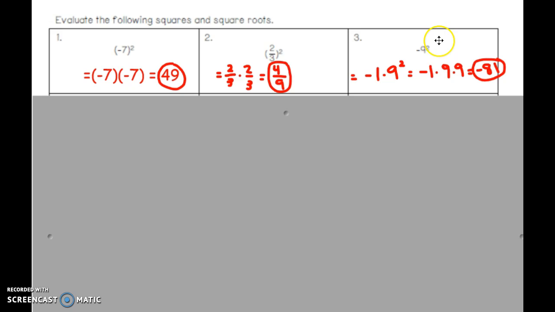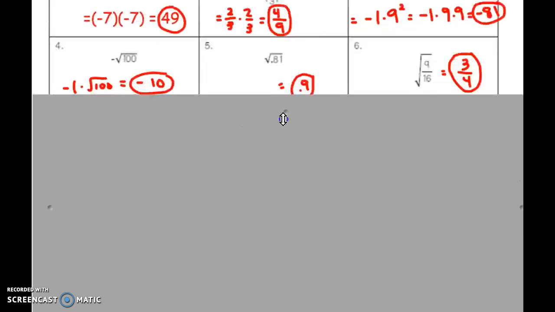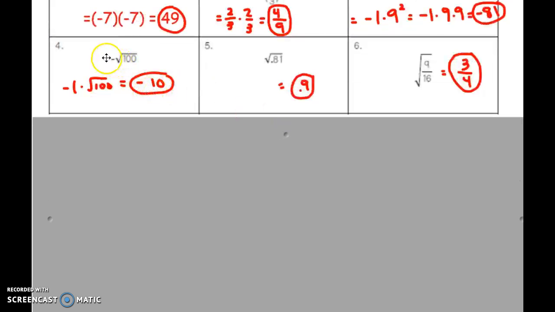And then this is an example where that negative is really separate from the number that you're squaring. We're really squaring the 9. 9 squared is 81. 81 times this -1 is where the negative comes from. Now for this one, we have a negative sign outside the square root, so that really means we have -1 times the square root of 100. If you take the square root of 100, you get 10, so 10 times -1 is -10. Using your calculator, square root of 0.81 is 0.9 again, and square root of the fraction 9/16 is 3/4.